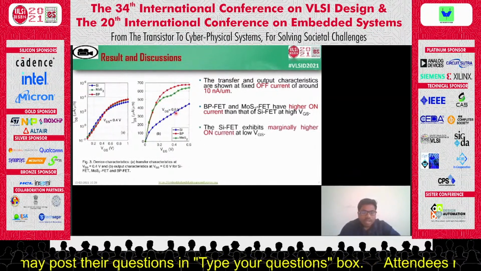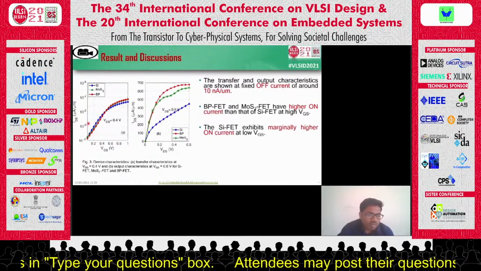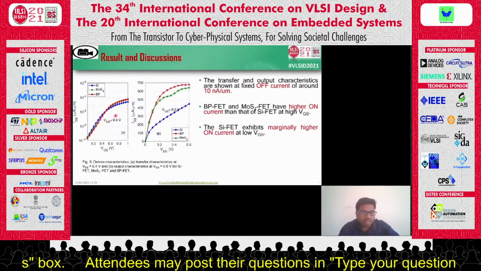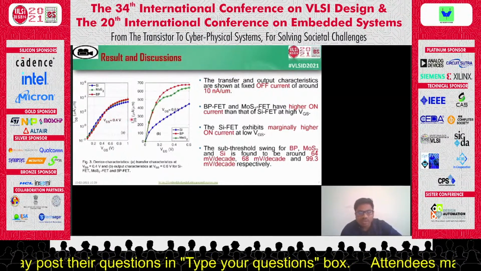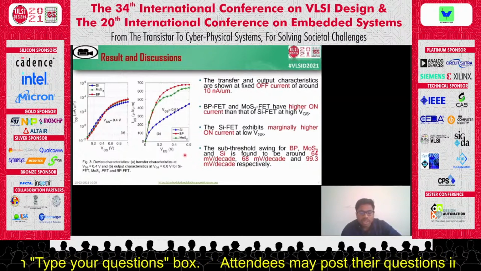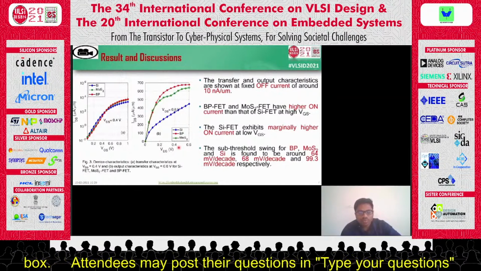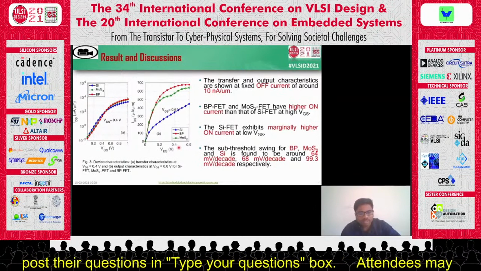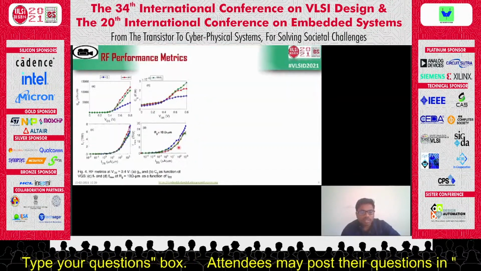And at low VGS, the Si FET exhibits marginally higher on current than the 2D FET. The subthreshold swing for BP, MoS2, and Si is found to be around 64, 68, and 99.3 millivolt per decade. The degradation of the subthreshold swing in silicon is due to the transport along low effective mass directions, because it has high source-to-channel tunneling current.